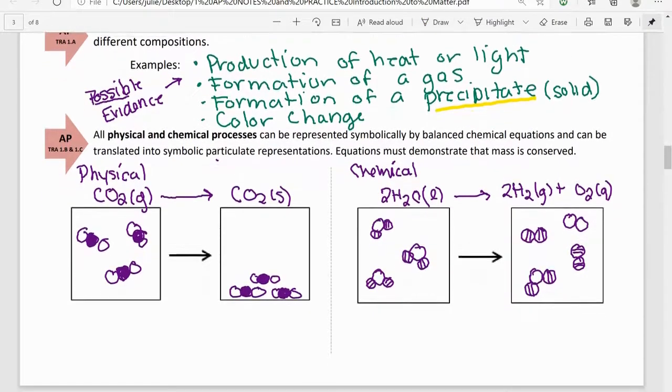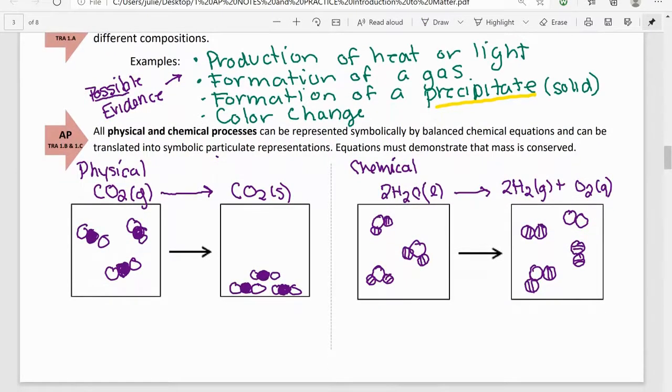All right, this last little part is going back to particle diagrams. Any physical or chemical process can be represented symbolically by balanced equations, and we can use our particle representation. I just wanted to show you the comparison between the two. In a physical change, looking right here at the equation, you have CO2 going from a gas to a solid. This is a physical change because my formula is not changing. It's still CO2. The only thing that's changing is whether it's a gas versus a solid.